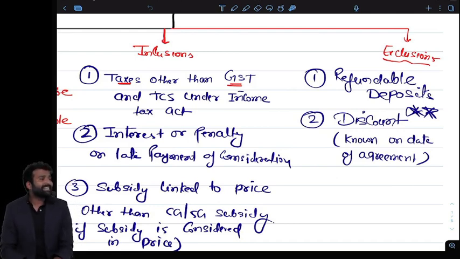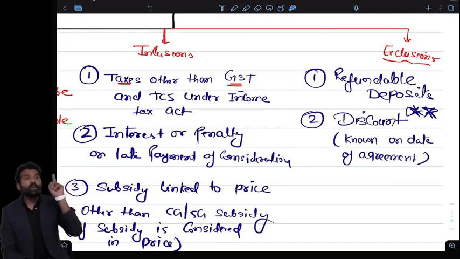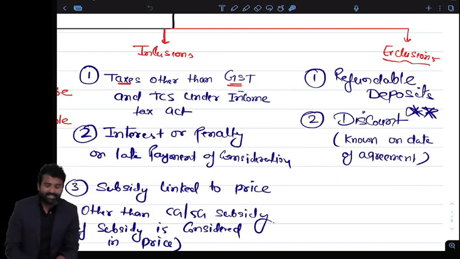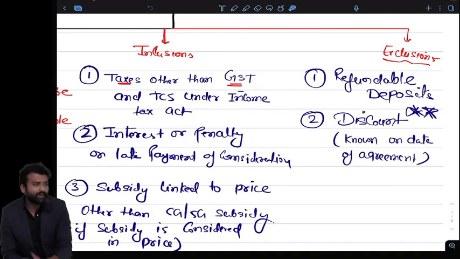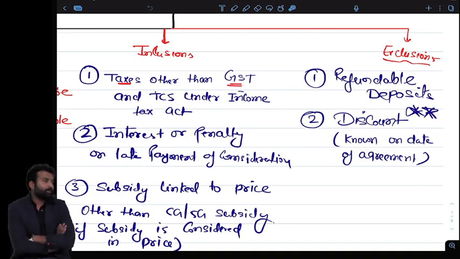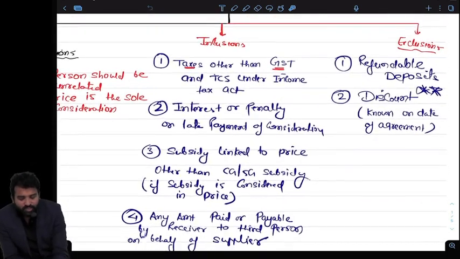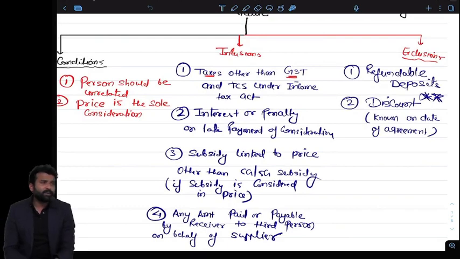But if there is any discount which was not known on the date of supply, that discount will not be excluded from my turnover. Even if I am giving the discount, I have to pay GST on the full amount, because that is a secondary discount, an ad hoc discount. That discount is not deductible, and will not be excluded while calculating value for the purpose of GST. These are the inclusions and exclusions for the value. Now there is one more interesting thing.